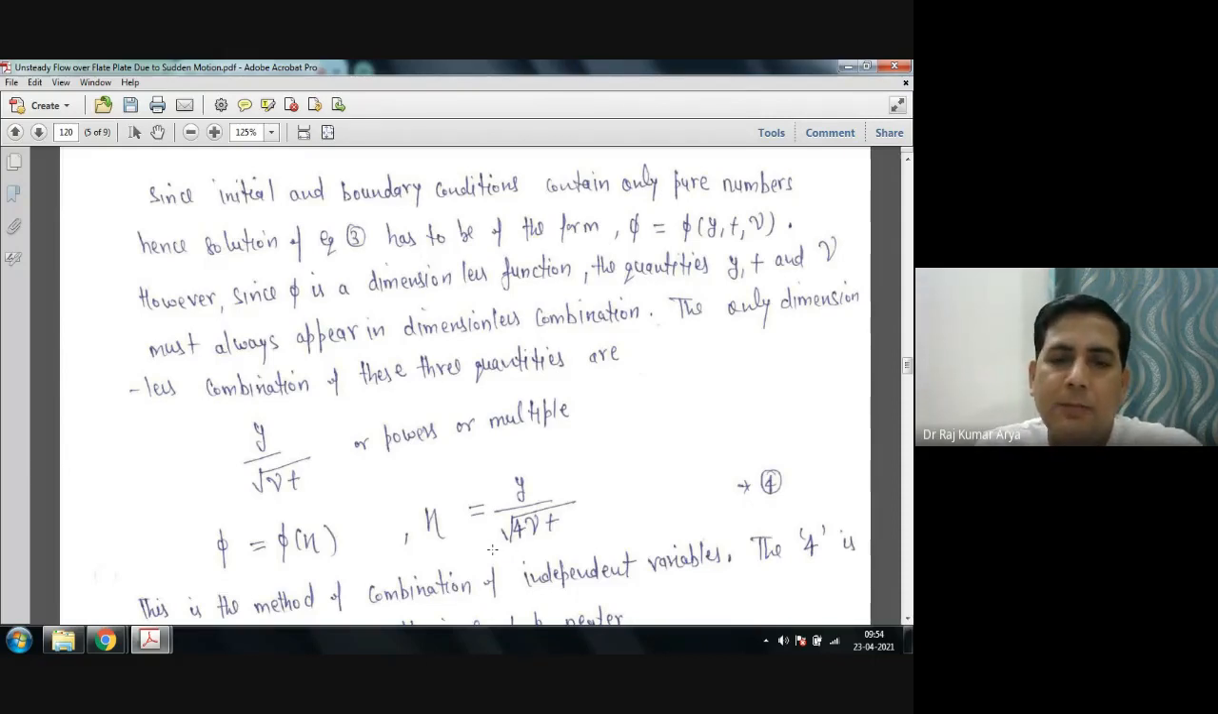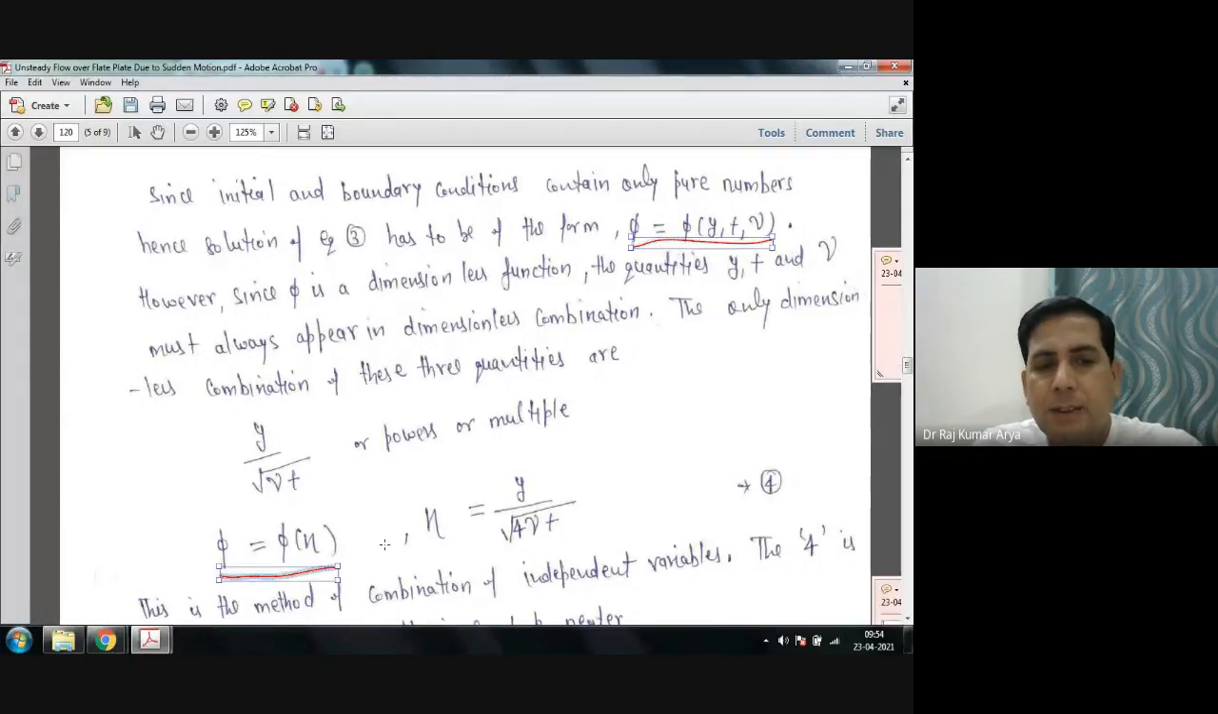Therefore, the factor 4 has been put. Otherwise, it's not required. Now you have clubbed y, nu and t into one new variable, which is another non-dimensional thickness, eta. Now you can write this was your phi, right? So your phi is a function of y, nu, t. Now y, nu, t are clubbed in terms of eta. So this is now your new function, right? That phi is a function of eta only, right?